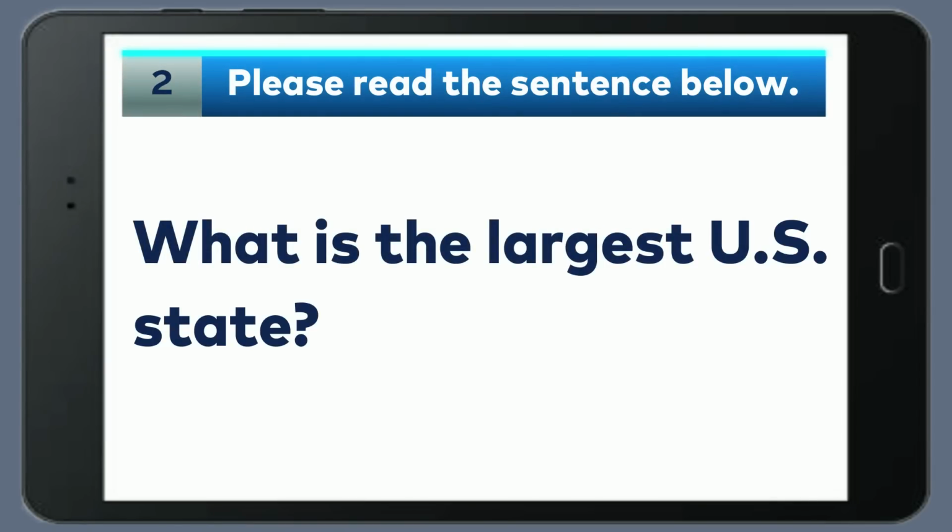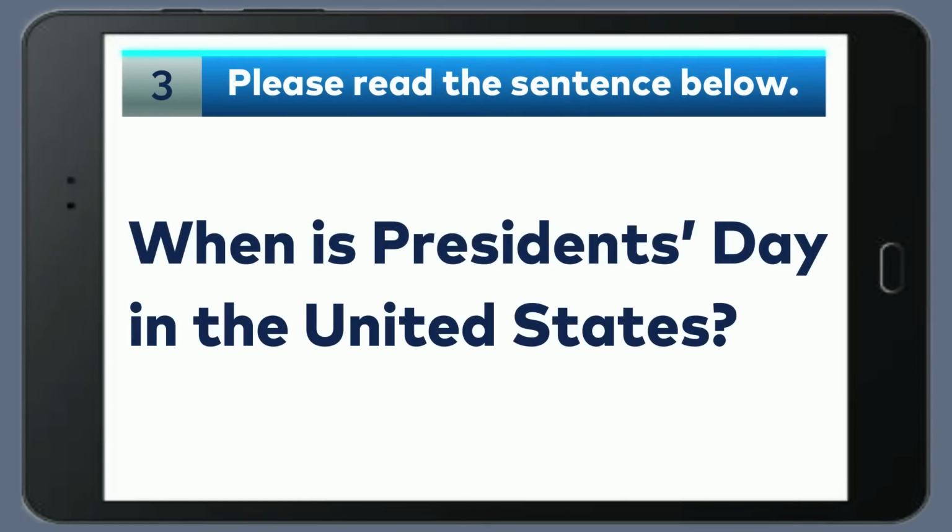Second sentence. What is the largest U.S. state? Third sentence. When is President's Day in the United States?